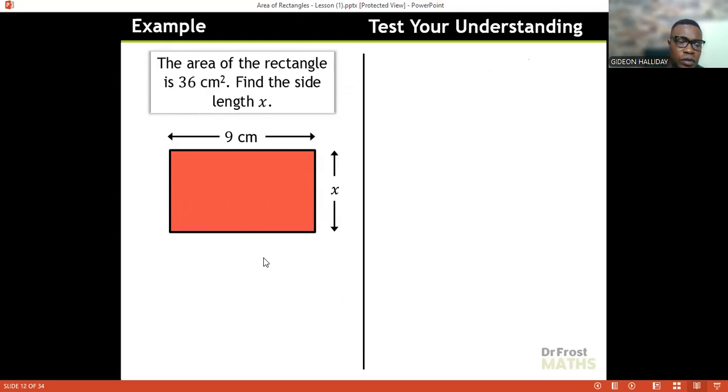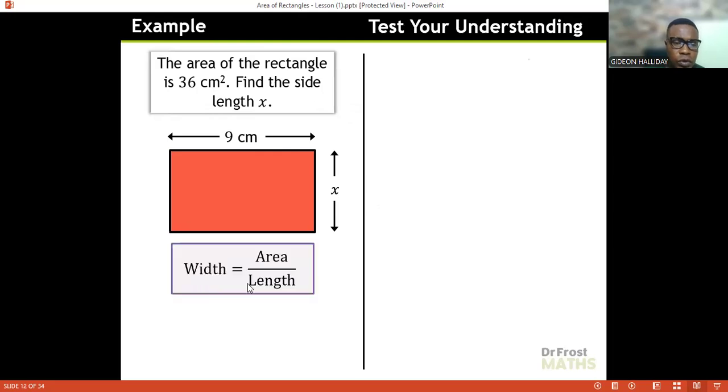Okay, let's try this. The area of a rectangle is 36 centimeters squared. Find the side length x. We know that width equals area divided by length. The area is 36 and the length is 9. So we're doing 36 divided by 9, and that gives us 4 centimeters. Good job.